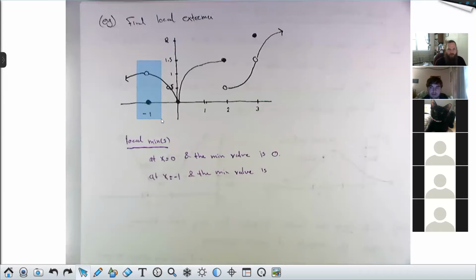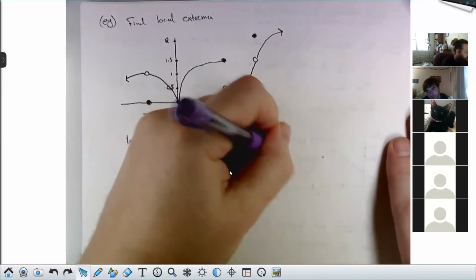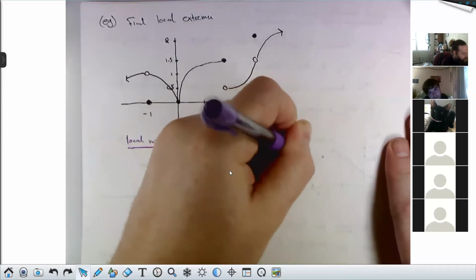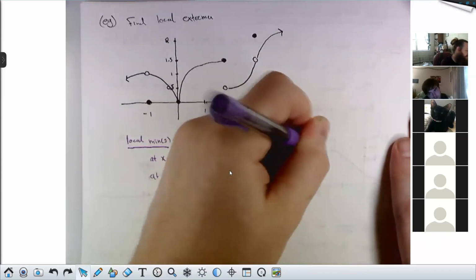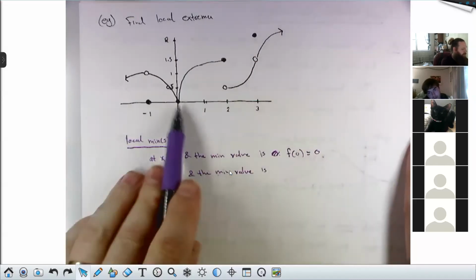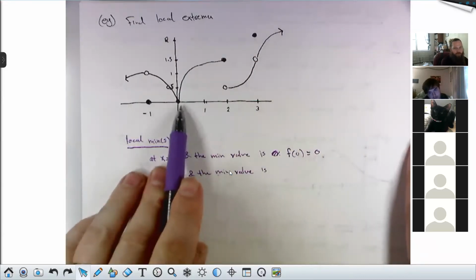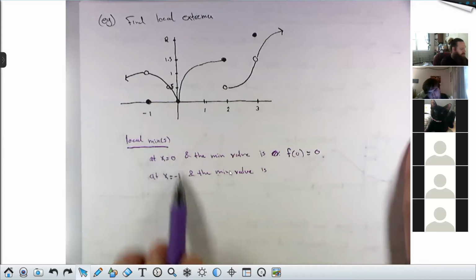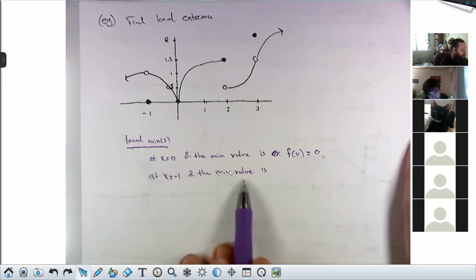Anybody help us out? Jalen correctly identified the other local min, but what's the min value? Is it 1? Is it like absolute value or no? So remember, the min value is always the output from the function at that point, right? So here the output was 0, the y value is 0. So where is the min? That's always the x value. What is the min is always the y value.